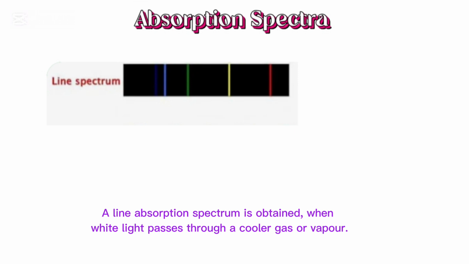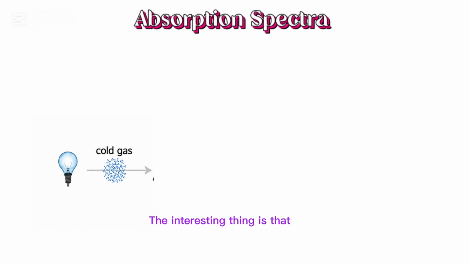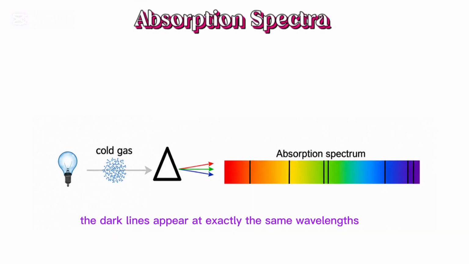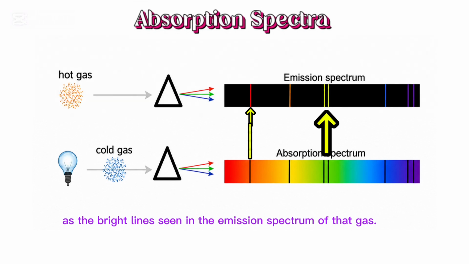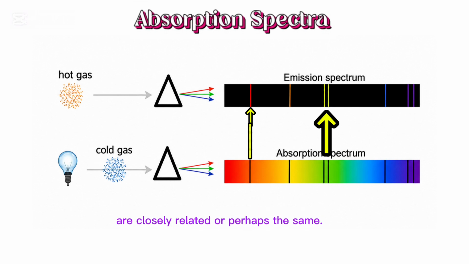Now let's look at line absorption spectra. A line absorption spectrum is obtained when white light passes through a cooler gas or vapor. The interesting thing is that the dark lines appear at exactly the same wavelengths as the bright lines seen in the emission spectrum of that gas. This means that the absorption spectrum and emission spectrum of an element are closely related, or perhaps the same.